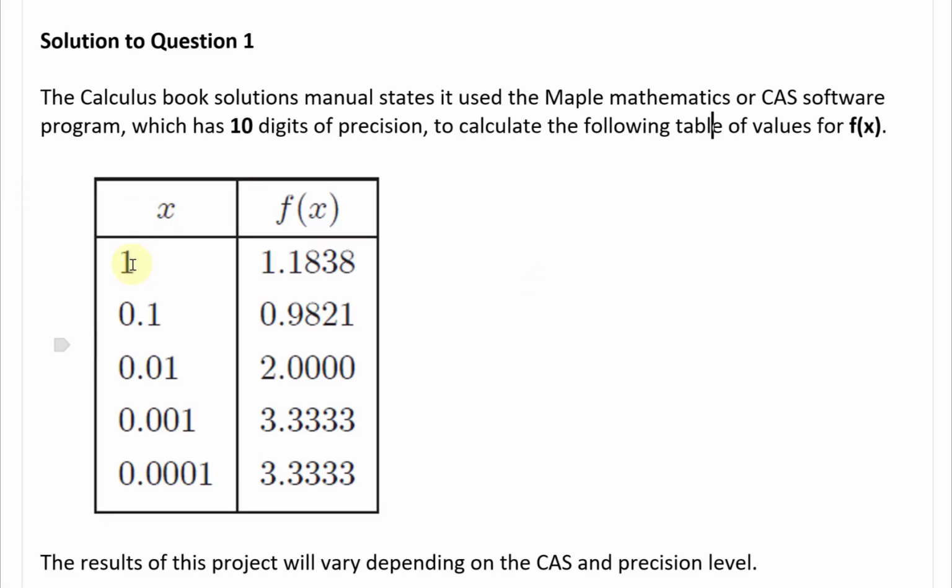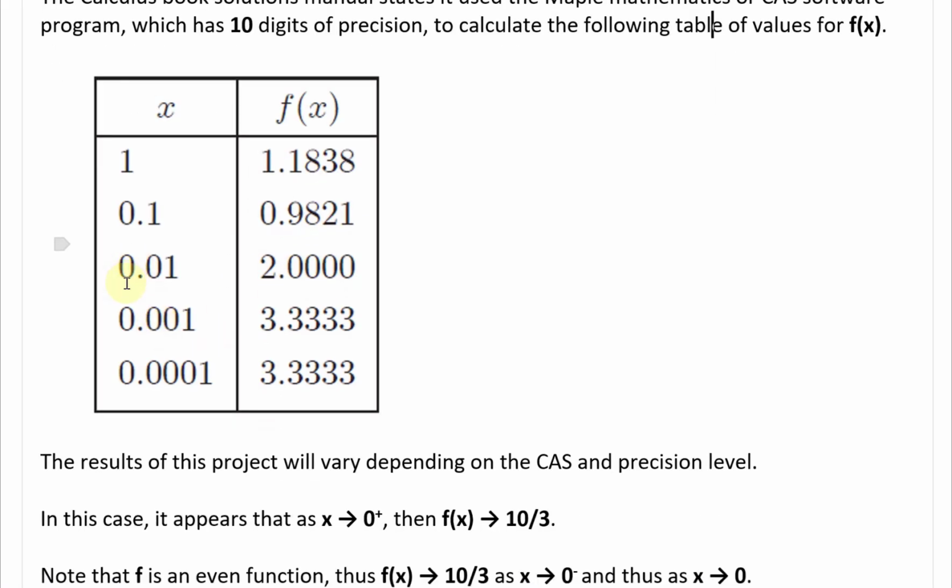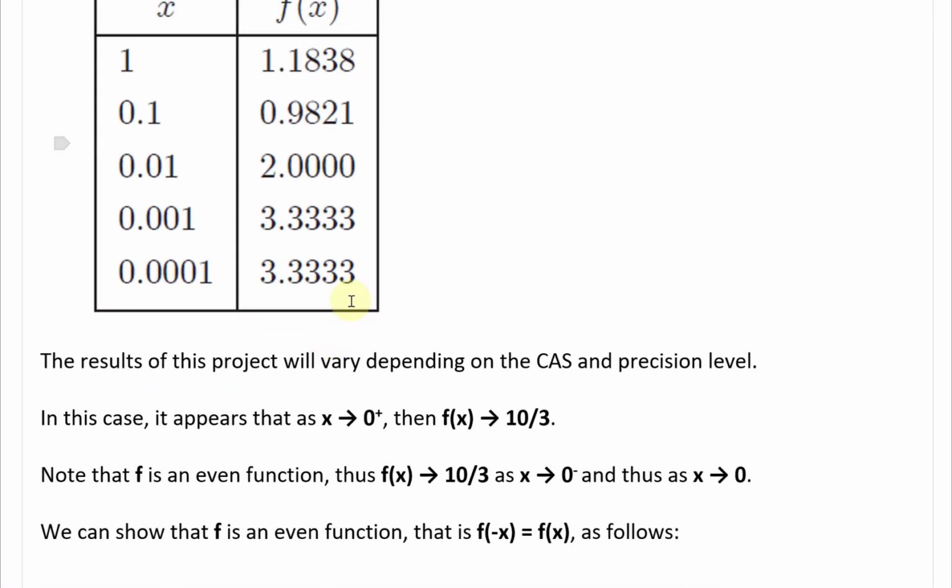So if x is 1, then f of x gets 1.1838. And then if we get 0.1, we get 0.9281, and then if we get 0.01, we get 2. Again, it's from a solution manual, a calculus book. And we get 0.001, we get 3.333, and then 0.0001, we get 3.3333. So it looks like it's approaching 3.33, or 10 over 3.